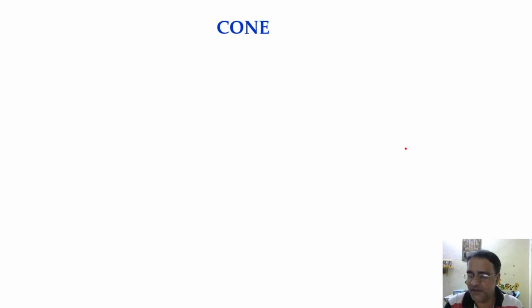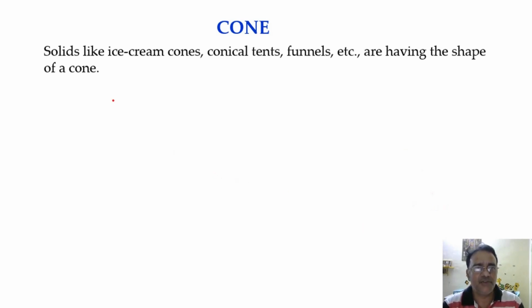And have you seen an ice cream cone? Yes, sir. That is also in conical form, and a tent is also in conical form, right? So solids like ice cream cones, conical tents, funnels, etc. have the shape of a cone.